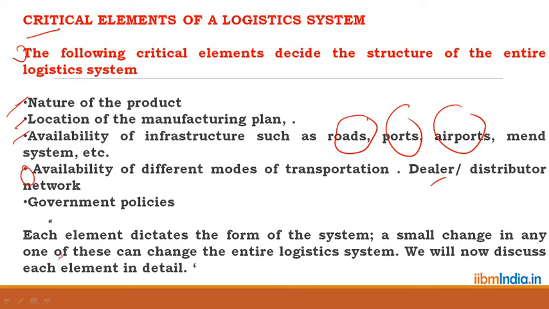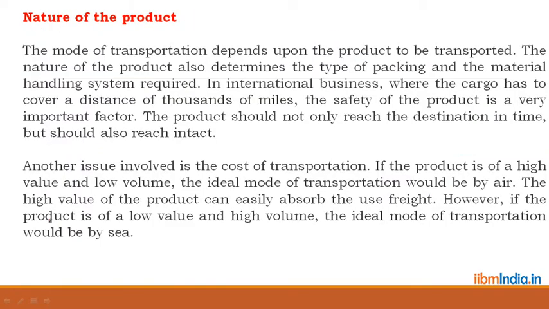Each element dictates the form of the system. A small change in any one of these can change the entire logistics system. We will not discuss each element in detail. These are the few elements which are very critical; any small change in any one of them can change the entire logistics system. Firstly, we are concerned about the nature of the product. If the product is perishable, we have different marketing channels. If the product is a consumer durable, we have a different marketing channel.